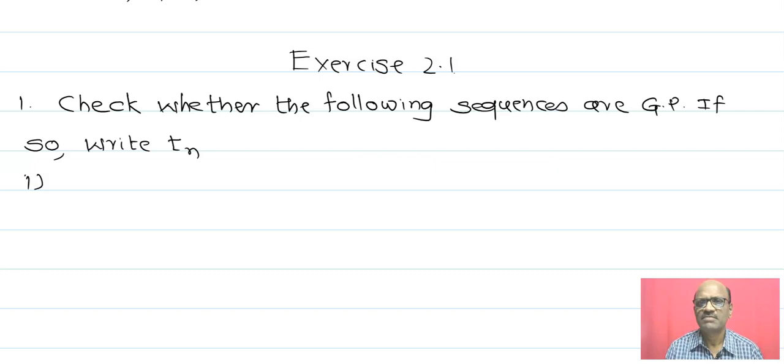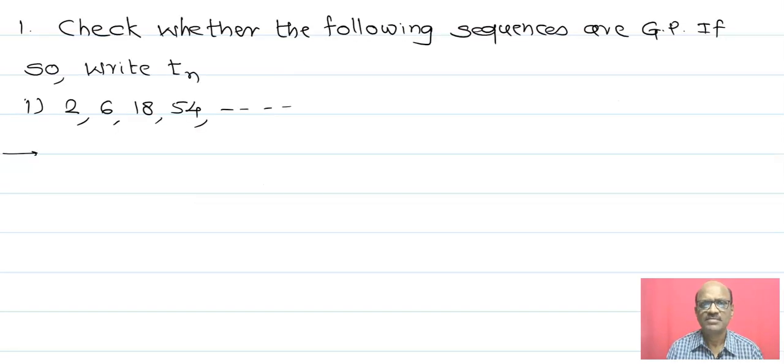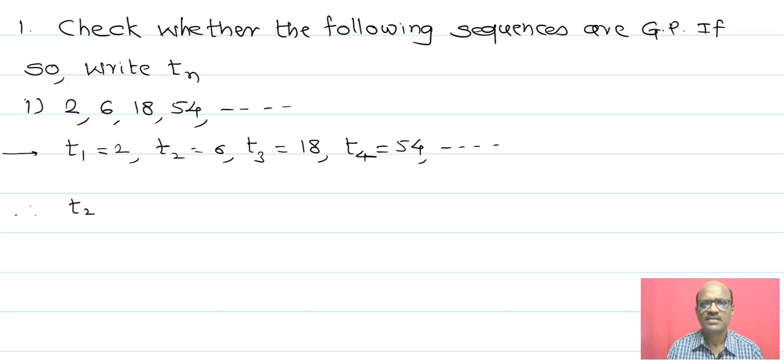Now start exercise 2.1. Check whether the following sequences are in GP. If so, write their Tn. Now 2, 6, 18, 54. These are the terms. Here T1 is equal to 2, T2 is equal to 6, T3 is equal to 18, T4 is equal to 54.